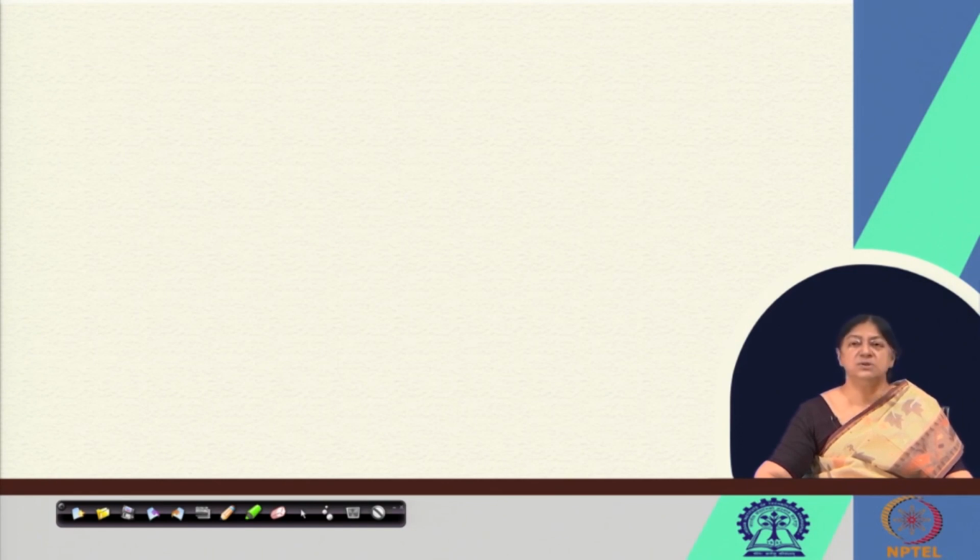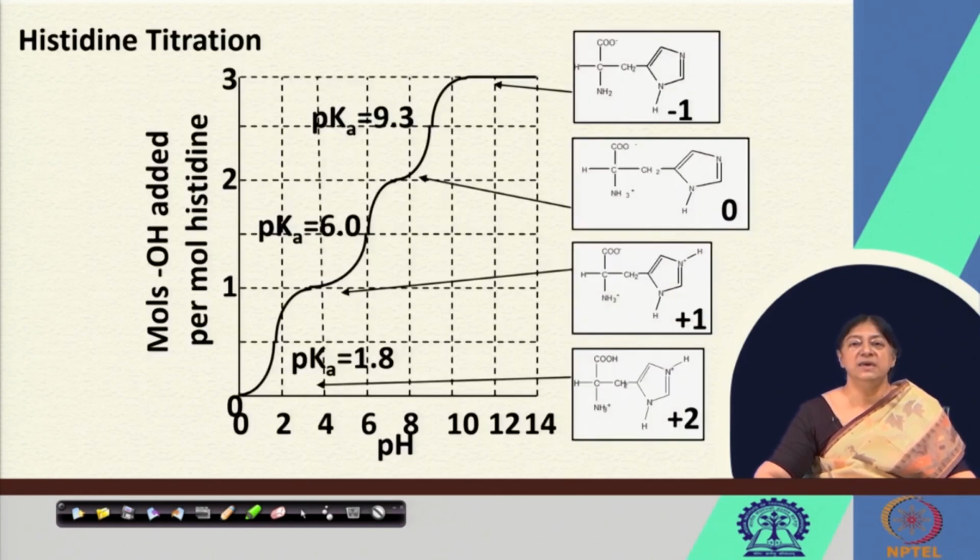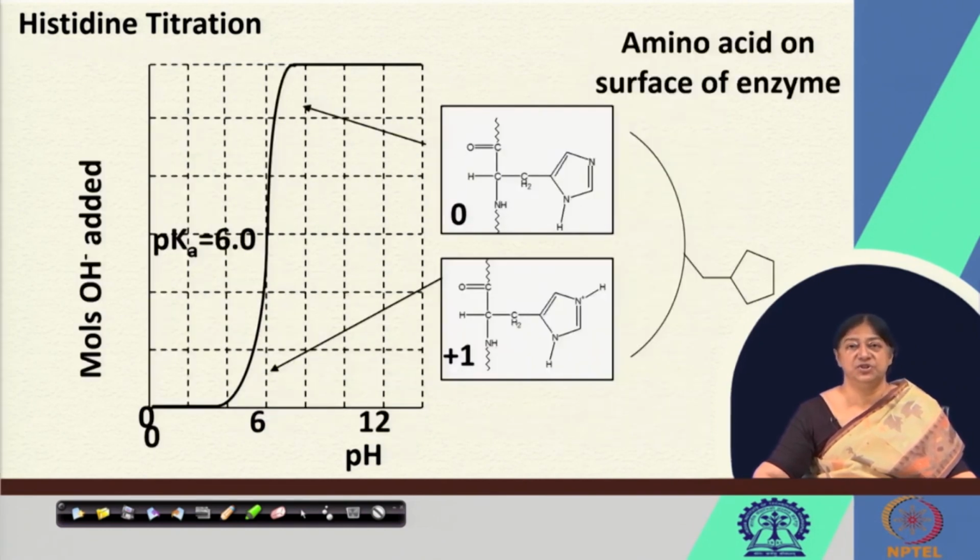Now, why is this important? This is important because the side chain of the imidazole group has a pKa value of 6. Now, the pKa of the side chain depends upon its environment, and what we will see later on when we go into the depths of understanding of proteins, is that histidine occupies the active sites of many enzymes. So, it is important to see the role of this histidine in terms of a titration.